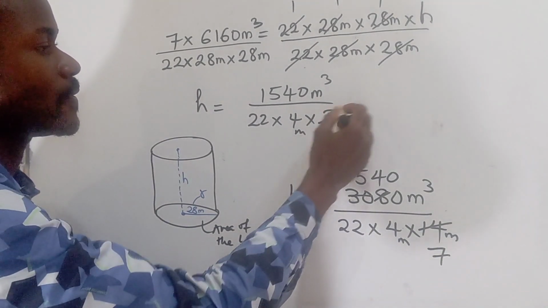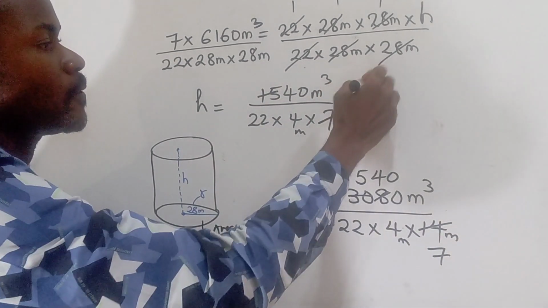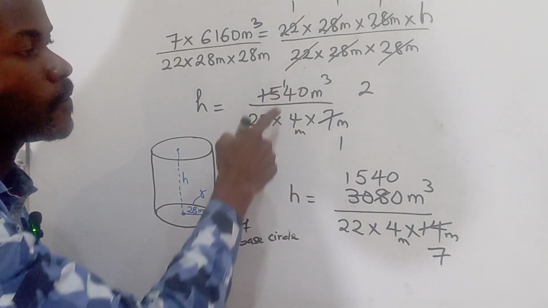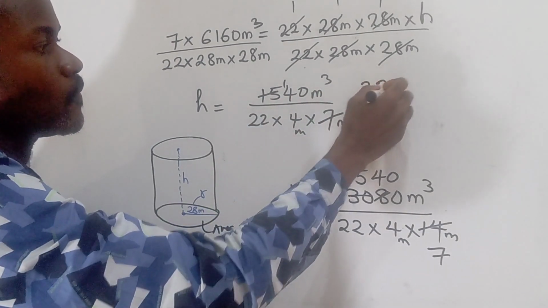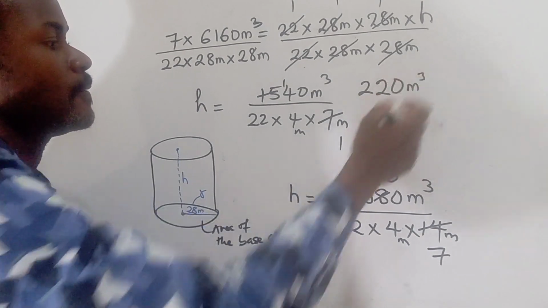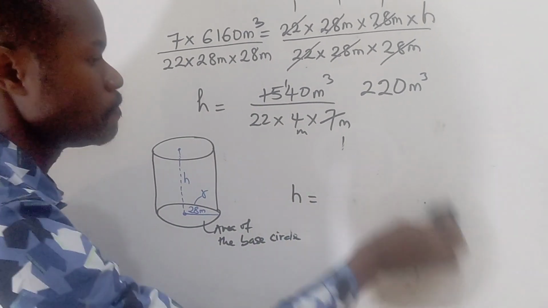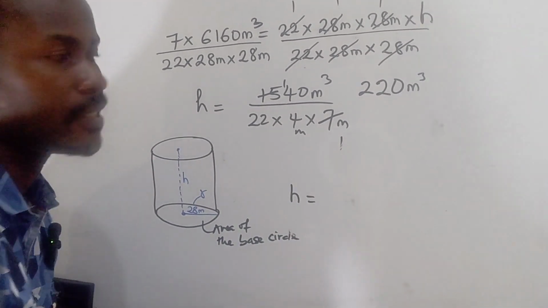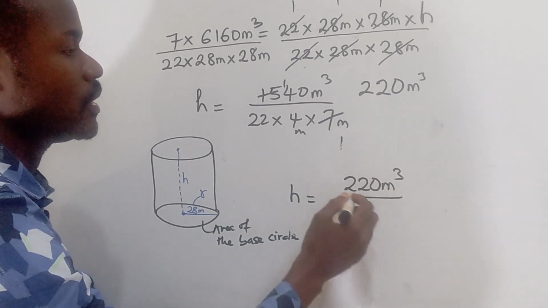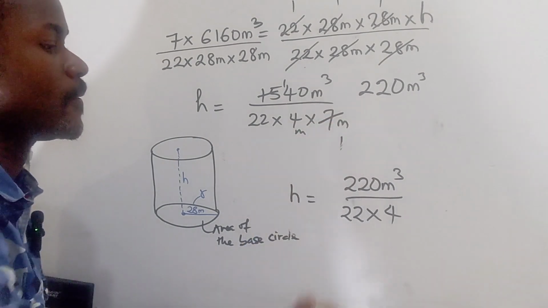So yes, at this point, what can go? Yeah, I think 7 can still go. 7 into this is 1. 7 into 15 is 2 times, which is 14. Okay, so carry 1. So 7 into 14 is still 2 times, and 7 into 0 is 0. So we have this. Now finally, let's see what we have. I have 220 meter cube divided by 22 times 4. Remember our 7 is gone.